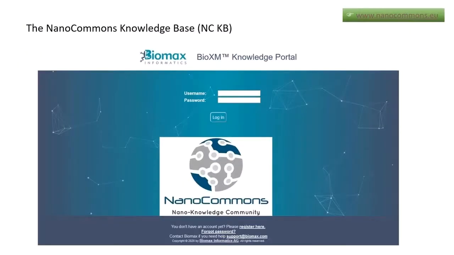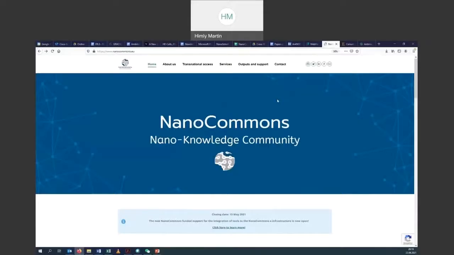Okay, so next we're going to go to the NanoCommons knowledge base, which is provided by the Biomax knowledge portal. We need to click the URL given here in the upper right corner. Okay, we clicked the NanoCommons URL and have arrived at the NanoCommons homepage. Here you have access to many things.